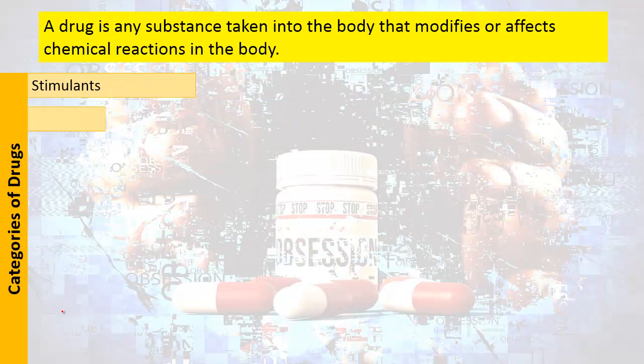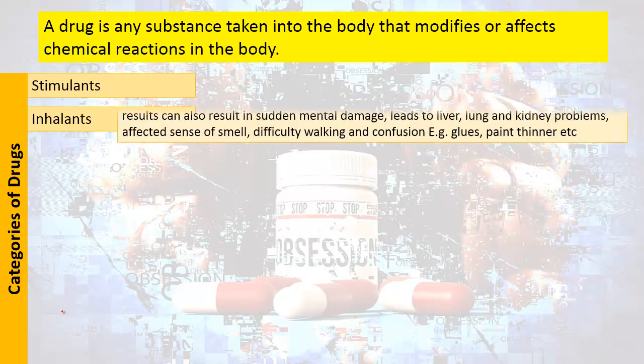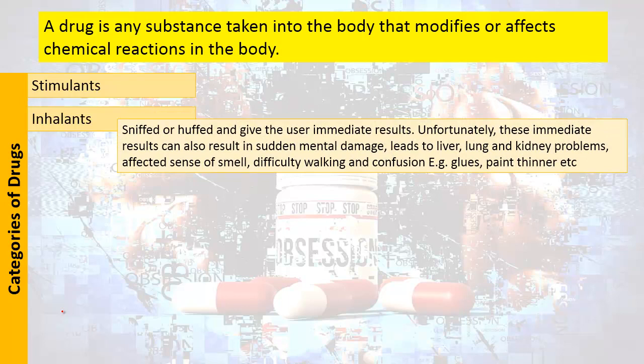The second category that we have are called inhalants. As the name suggests, these have to be sniffed, breathed in, and these give the user immediate results because it goes directly into your blood vessels and therefore will get into your brain. Unfortunately, these immediate results can also result in sudden mental damage, can affect your liver, lung, as well as kidneys. It affects the sense of smell, obviously, because you're inhaling it most of the time. It causes difficulty in walking and confusion because obviously this is affecting your brain.